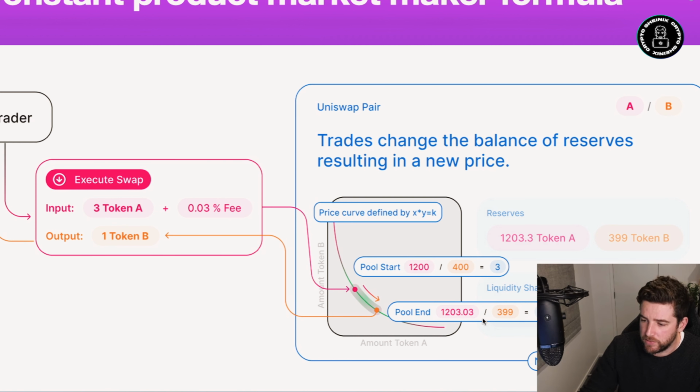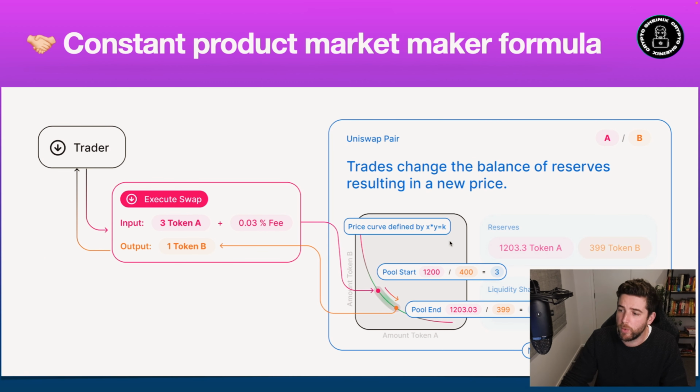And then if you divide again, the price now increases, and this is the next price for this pool. And again, trades change the balance of reserves, resulting in a new price, and this is the constant product market maker formula. If you understand this, you understand 80-85% of what an AMM is. Then there are complexities on top of this, but this is basically the main idea of these automated market makers. There is no other person or trader behind. You just trade against a pool of tokens.